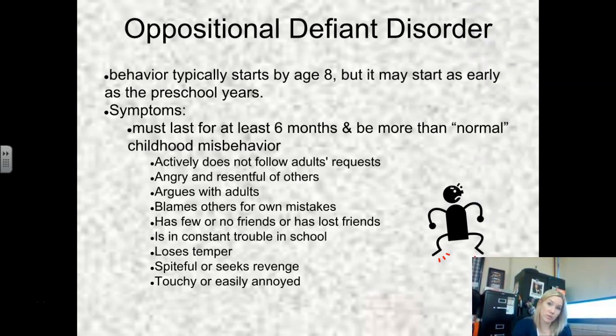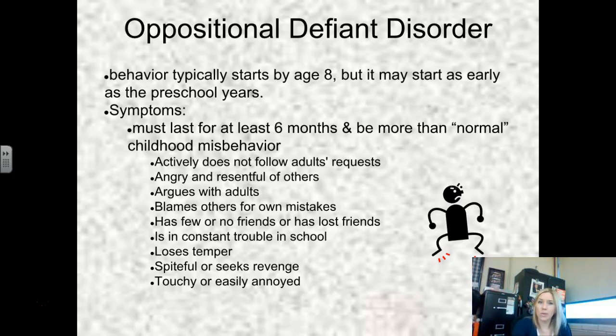So let's talk oppositional defiant disorder. You're going to see this typically start by age 8. Okay, but it has the possibility of starting as early as preschool years, where a child is for at least 6 months actively refusing to follow an adult's requests. They have anger and resentment toward adults and others as well. It's not just adults. They just have an awful lot of deep-seated resentment towards others. They're going to be argumentative with adults and with other people. They blame others for their mistakes.